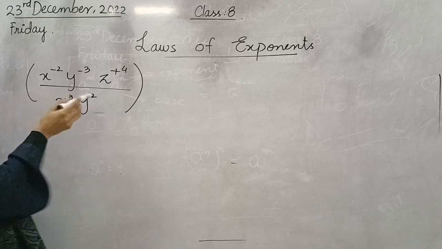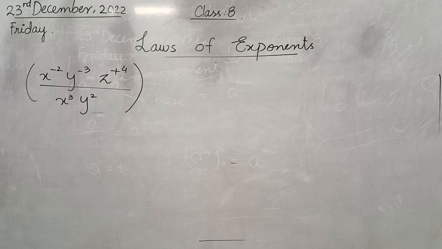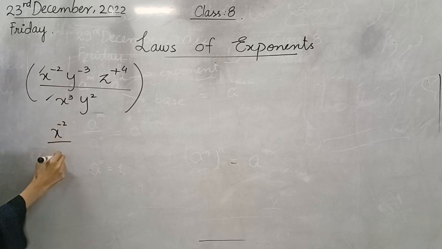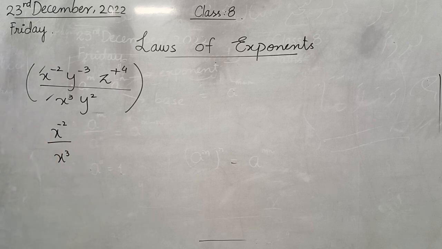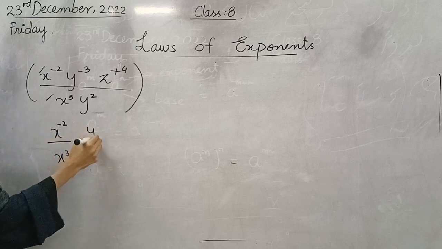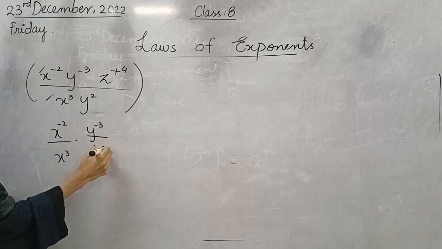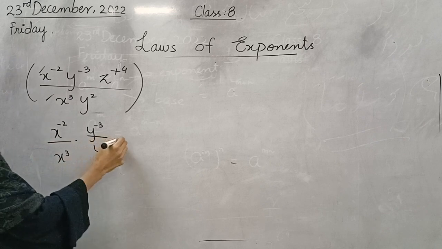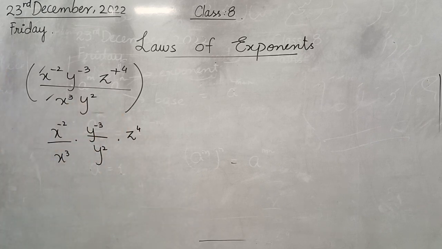First of all, we will identify which bases are same. Here we have two bases x and x. X raised to power minus 2 over x raised to power 3, which are dividing each other. Then y raised to power minus 3 over y raised to power 2. And then in the last we have z raised to power 4. Munib will tell me which rule will be applied to this base. Bases are same and we have two exponents minus 2 and 3 and they are in division form. Yes, Munib?